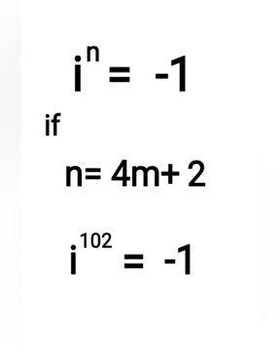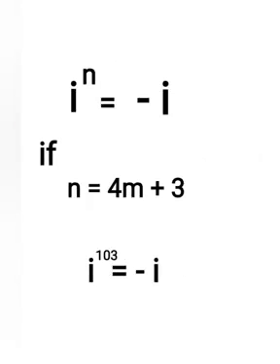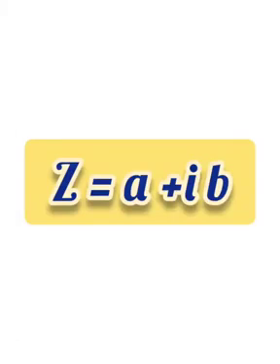Now let us take one more case, that is iota raised to power n is equal to minus iota if n is equal to 4m plus 3. That is, if we divide n by 4, we get 3 as remainder. Example, iota raised to power 103 is equal to minus iota. If we divide 103 by 4, we get 3 as remainder.